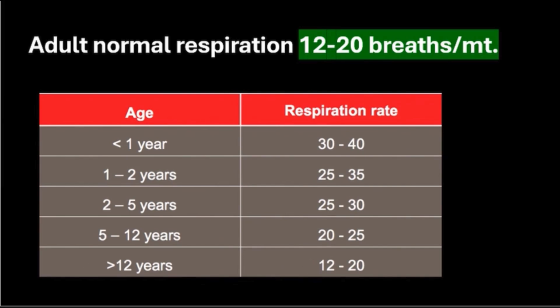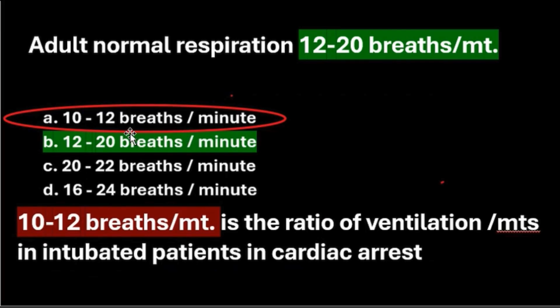And here you can see this answer, 10 to 12 breaths per minute, can be a confusing one, because this is the rescue breath rate or the ventilation rate per minute for an intubated patient in cardiac arrest. 10 to 12 breaths per minute, or 1 breath in 5 to 6 seconds. So don't be confused with this option. For option A, the normal range is 12 to 20, and 10 to 12 is the artificial respiration or ventilation rate per minute for an intubated patient in resuscitation.